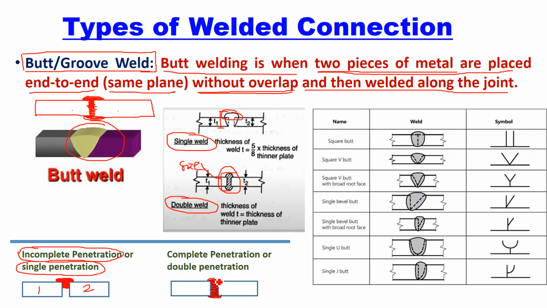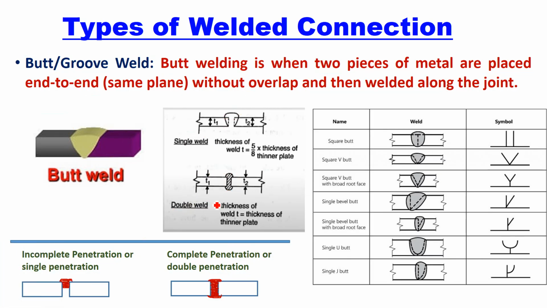Whereas if you look at the second figure, if you start from the top and penetrate the weld up to the bottom, and at the bottom also you weld it like this, complete, this is called complete penetration, or it is also called double penetration, butt weld.